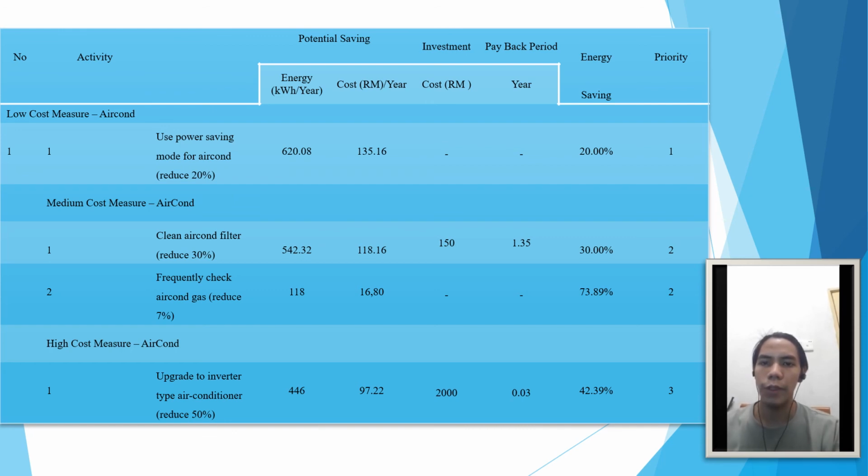It will reduce 50% of energy, that is 446 kilowatt hour, that costs RM 97.22. With an investment of RM 2000, we get a payback period of 0.03 per year.